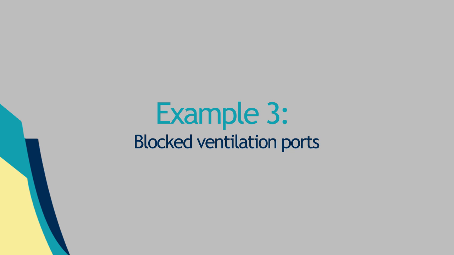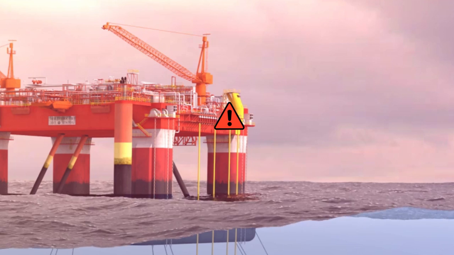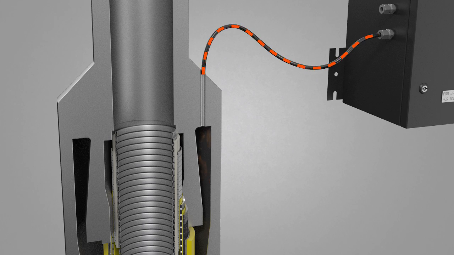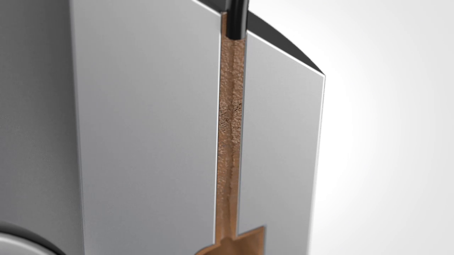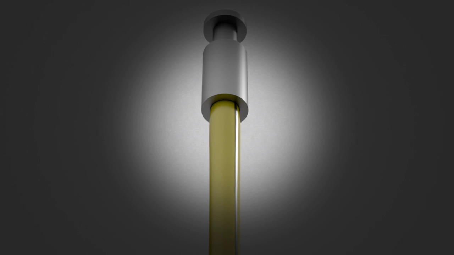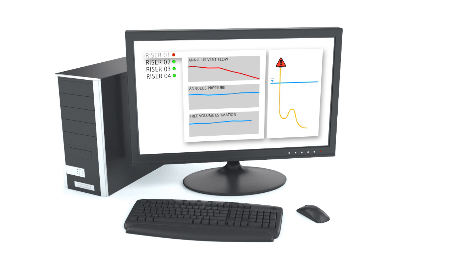Example 3. Blocked ventilation ports. Towards the top end of flexible risers, there are a set of ventilation ports that allow the annulus gas to escape. These ports can get clogged by salts and residues. This will result in a pressure buildup inside the riser, which again can lead to outer sheath damage. AMOS is constantly monitoring the annulus gas flow and will detect such blockages. Hence, the operator will be notified and can fix the clogged vent ports before the situation escalates.